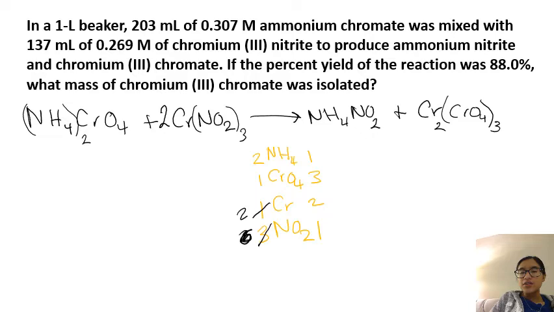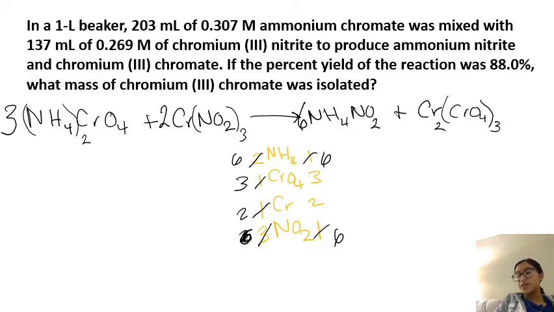And so now we need to balance the chromate. There's 3 on this side, just 1 on this side. So I'm going to add a 3 in front here. That will give us 3 of these and also 6 of the ammoniums. So that will be 6 now. Okay, so it looks like these are good. All we need to do is add a 6 in front of here to balance the ammonium and the nitrite. All right, so that's our balanced equation.